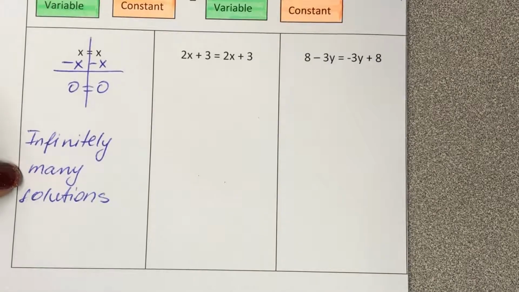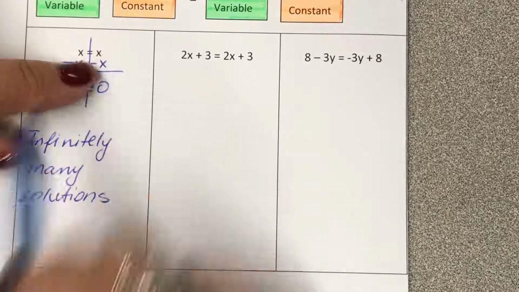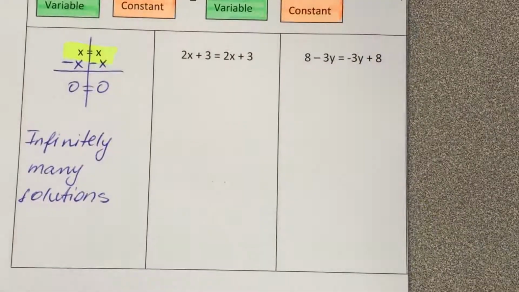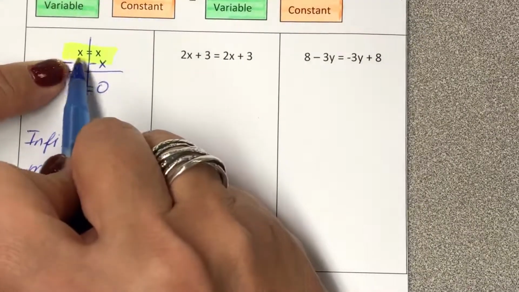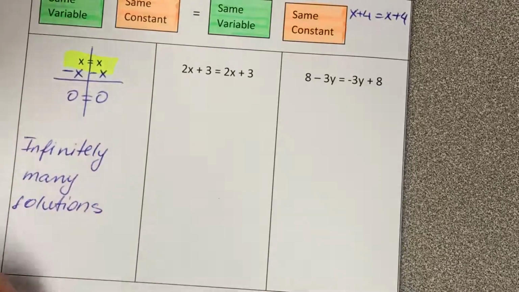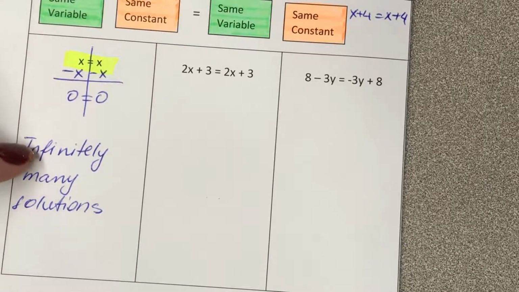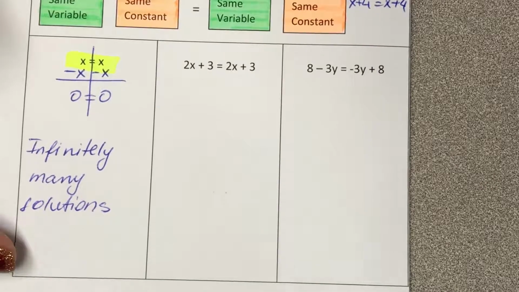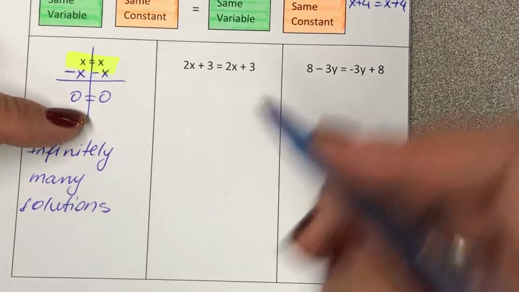Infinitely many solutions means that any x value in the original equation will make a true statement, because any x value, let's say 7, will equal 7. 9 will equal 9. Any x value. So infinite means any solution works, because it will always make a true statement.